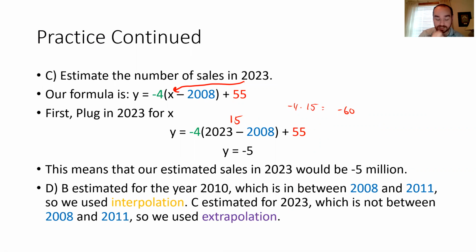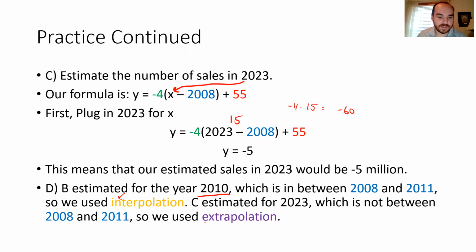So in this case, it's very obvious which one's interpolation and which one's extrapolation, because our extrapolation gave us an impossible answer. But the easier way to look at it is, in B, we estimated the year 2010, which is in between the years 2008 and 2011. So that's interpolation, right? The number that we used is in between 2008 and 2011. In C, we estimated for 2023, which is not between these, so we used extrapolation.